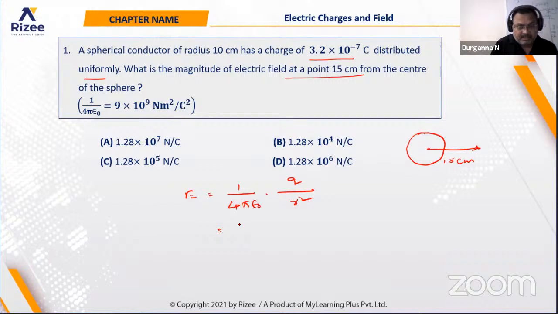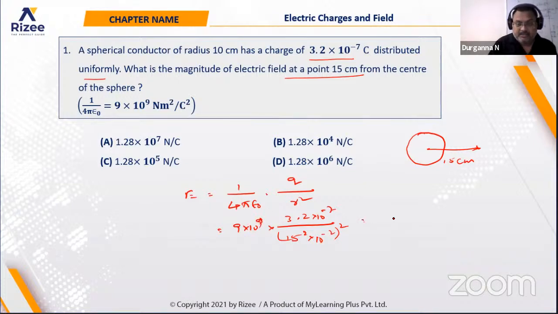So this value is going to be 9 into 10 to the power of 9 into charge 3.2 into 10 to the power of minus 7 by distance. Distance is 15 centimeters, so 15 square into 10 to the power of minus 2 whole square. Now when you solve this one, how much should you be getting?